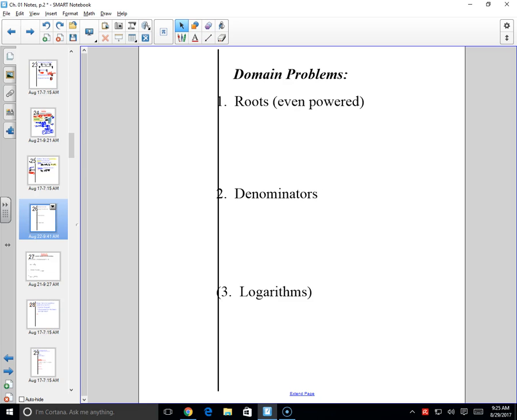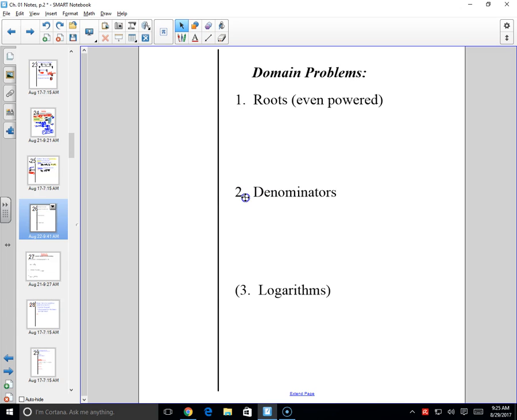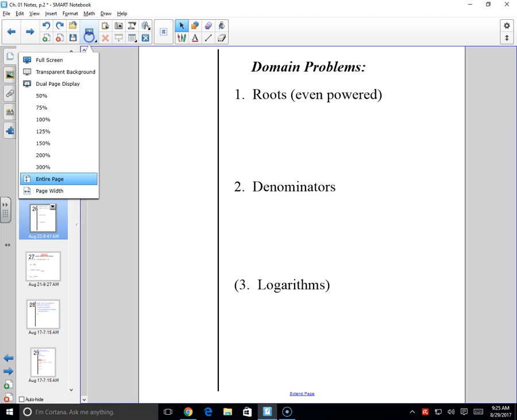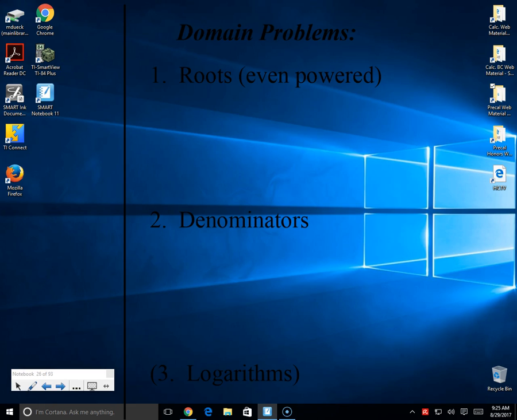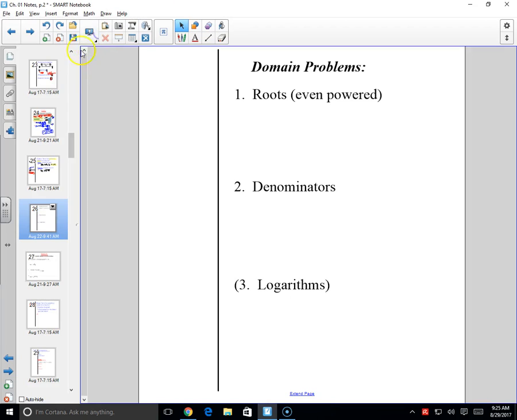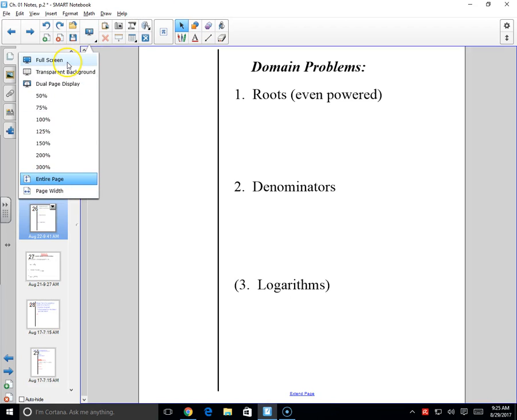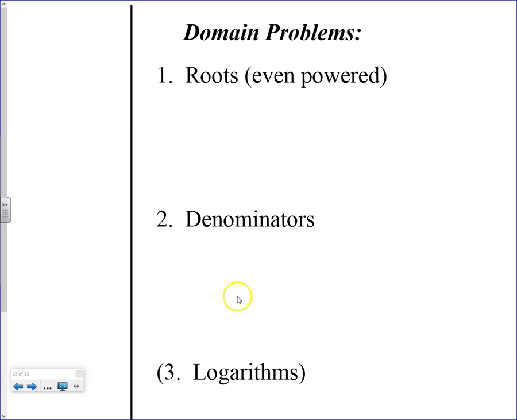Okay. Pause. This is super important. Wait until we write down the domain problems then. I'm still teaching this to my calculus BC kids and reminding them of it. It's that important. I hit the wrong button. Okay.